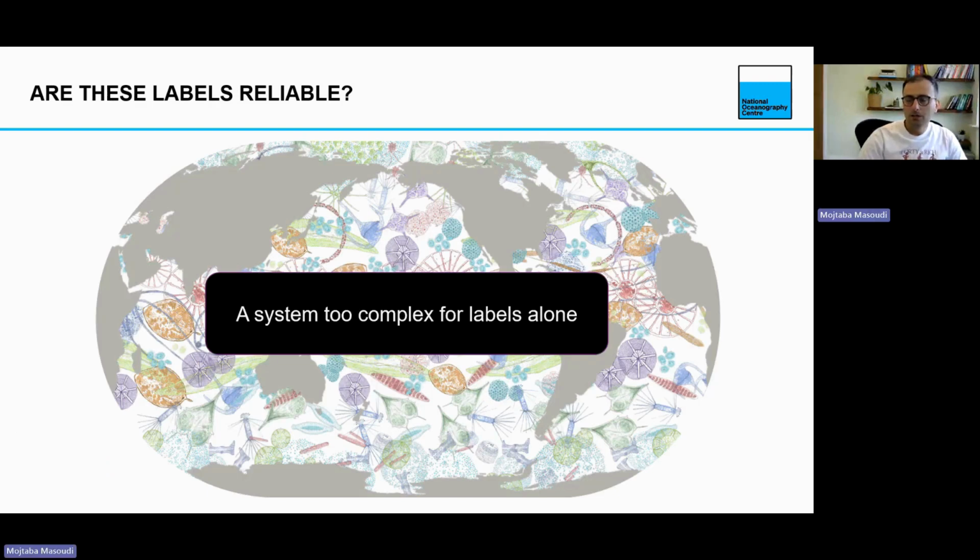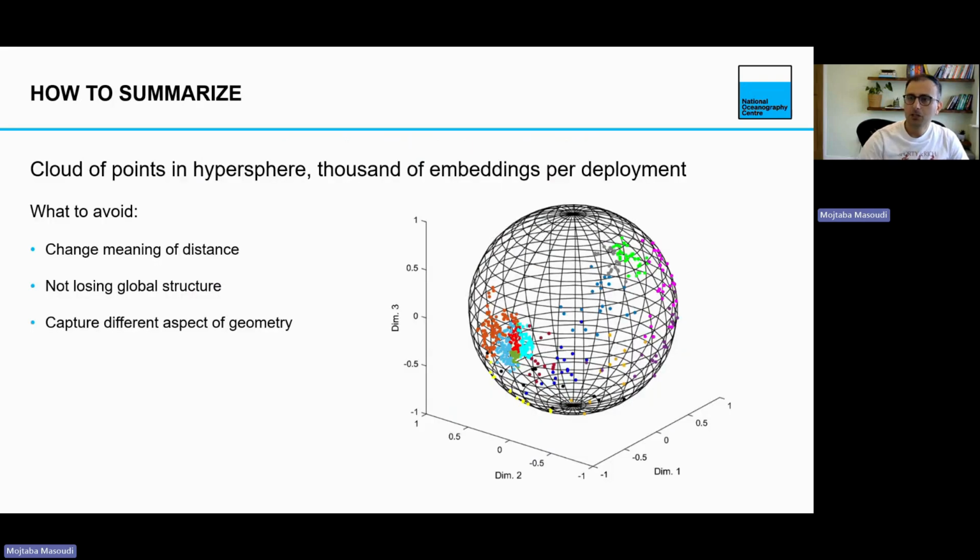So the question is, are these labels we have reliable? In our team, when we had a look at the data composition and asked the taxonomists to give us a summary, we realized the system is really too complex to rely only on the labels. So in that case, we thought about doing a geometric analysis of the representations.